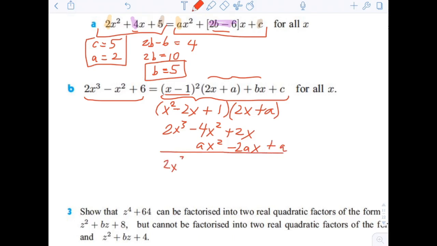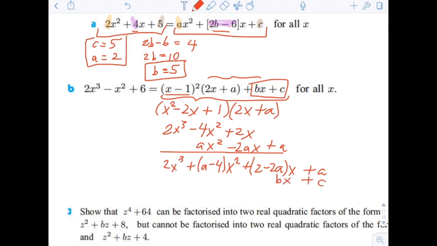And then we get 2x cubed plus a minus 4x squared plus 2 minus 2ax plus a. Okay, last of all, we're going to add in this part of it that we haven't added in yet, bx plus c. So we'll put the bx plus c here. So we can see now we have a complete picture. It's 2 minus 2a plus b times x plus, and the last coefficient would be a plus c. And then we have the first two coefficients here, right?